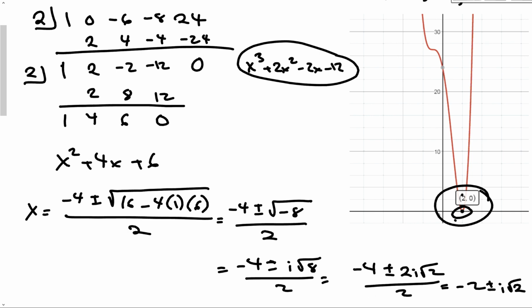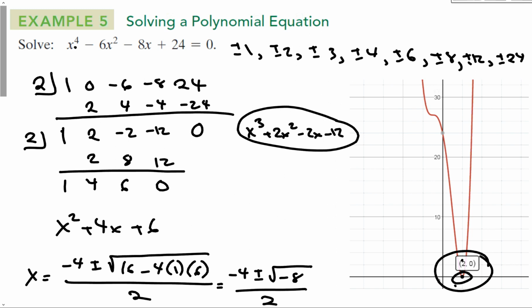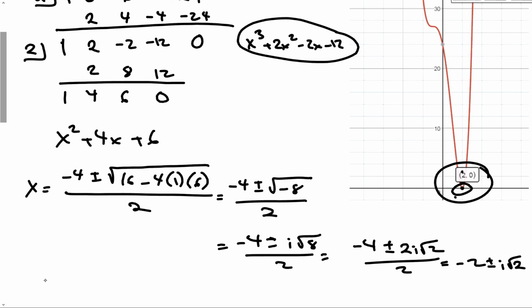So I have, from my fourth degree polynomial, 4 answers. They are 2, which happens twice, 2 with a multiplicity of 2, negative 2 plus i radical 2, and negative 2 minus i radical 2. So this answer happens twice, and I'll have to write it twice.